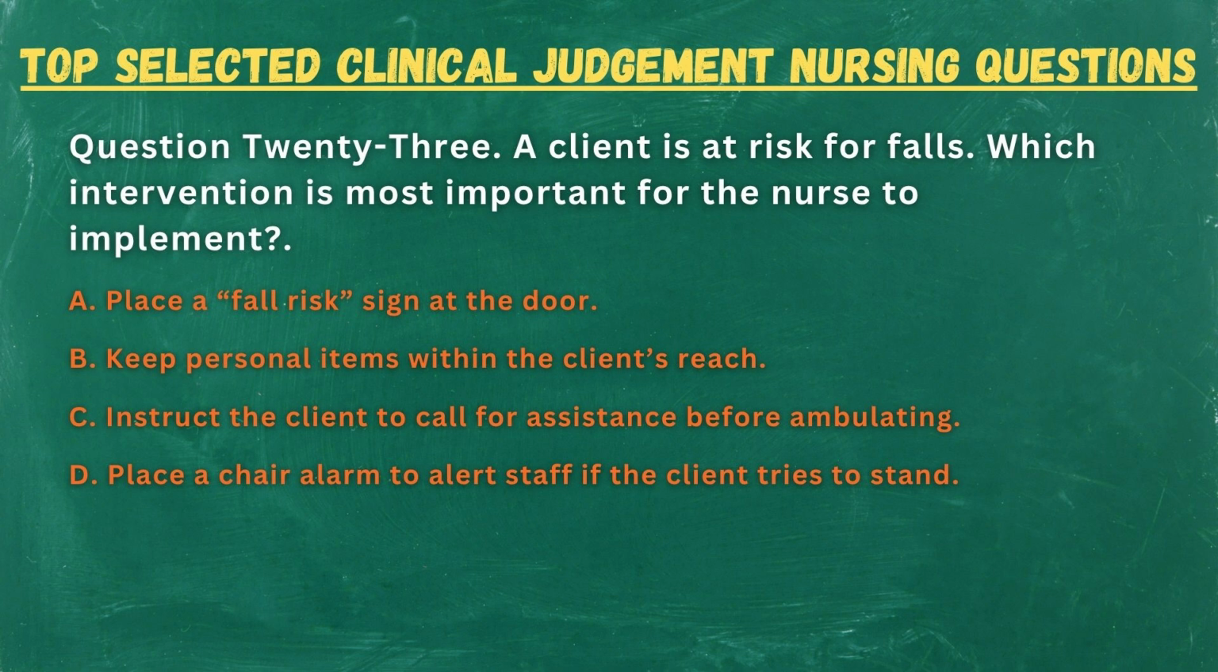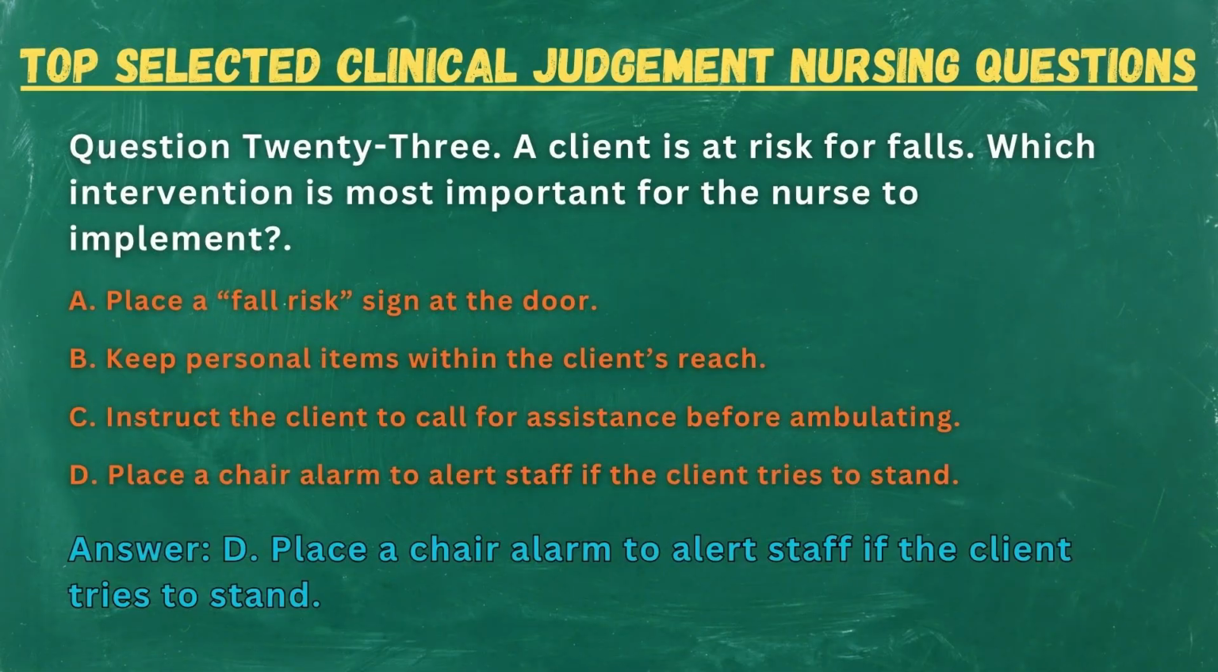Question 23. A client is at risk for falls. Which intervention is most important for the nurse to implement? A. Place a fall risk sign at the door. B. Keep personal items within the client's reach. C. Instruct the client to call for assistance before ambulating. D. Place a chair alarm to alert staff if the client tries to stand. Answer: D. Place a chair alarm to alert staff if the client tries to stand.